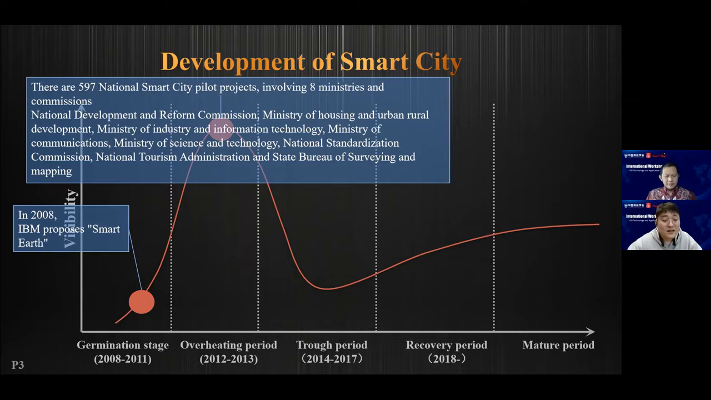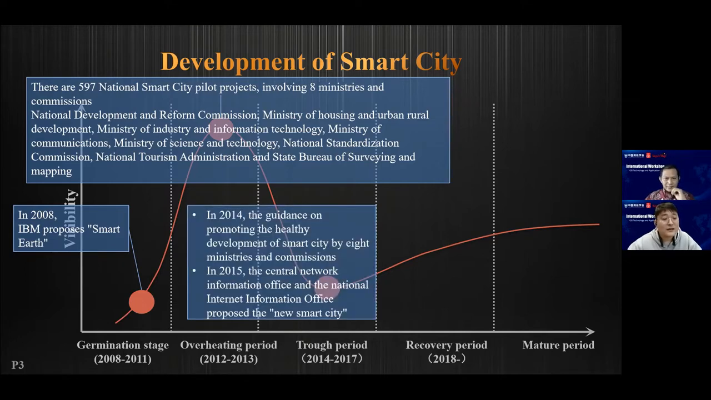But in this kind of project, the data cannot be shared. And different departments need to collect the data by themselves. And actually, this kind of project didn't help the urban governance or the urban management a lot.